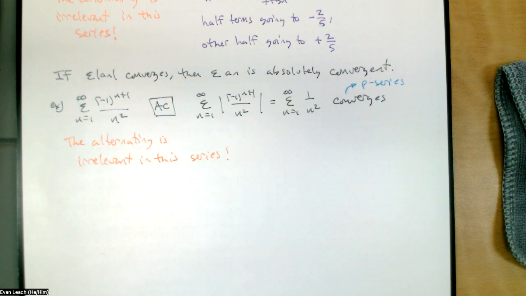This series is absolutely convergent. The alternating is irrelevant in this situation. It'll change the value that we're headed to over the regular series, the unalternating series, but it doesn't make it more convergent.